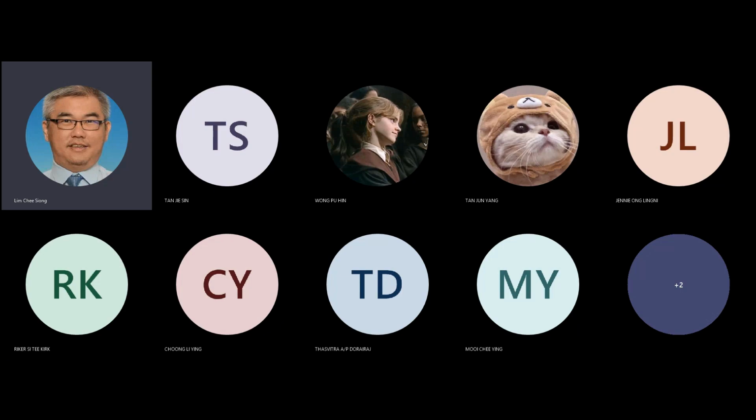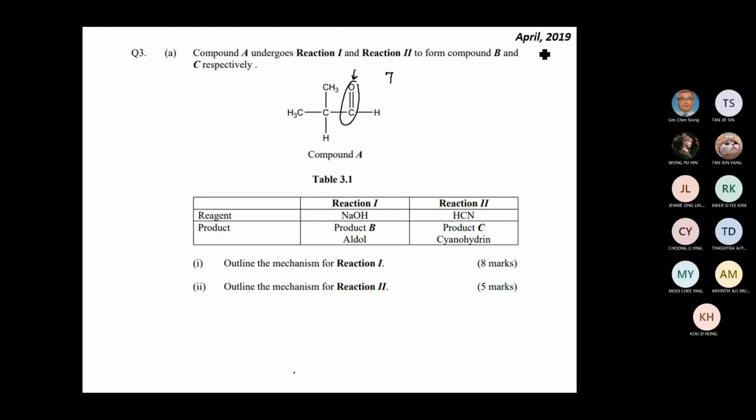Compound A undergoes reaction 1 and reaction 2 to form compound B and C respectively. Outline the mechanism for reaction 1 and reaction 2. Quickly, slow down and look at what is going on. The first one, reaction 1, involves NaOH. Students may say, Mr. Lim, NaOH, is this under the topic of haloalkane? No, they give you an aldehyde. So which topic should the aldehyde be under?